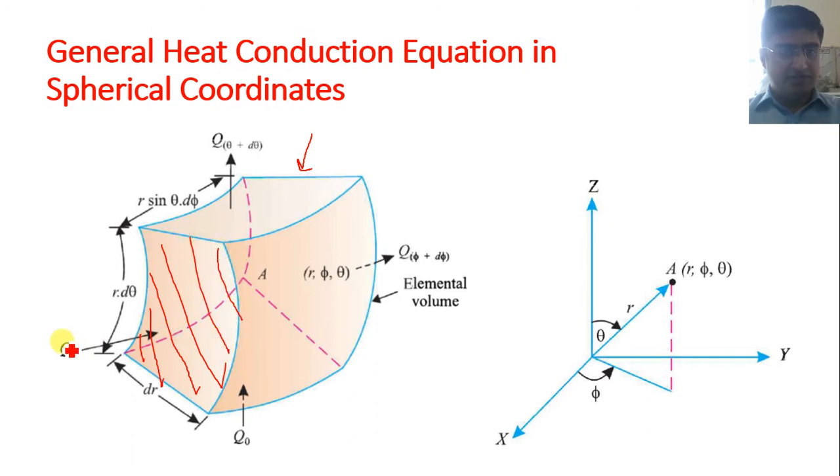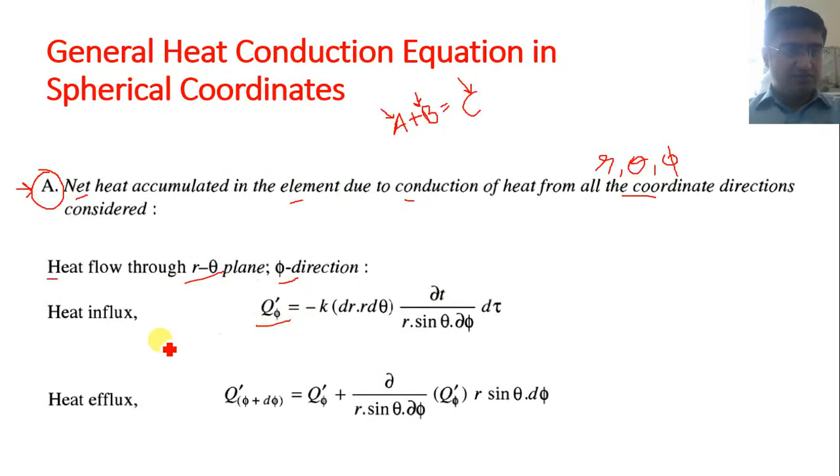Here q phi is the amount of heat which can be input in the phi direction, or you can also call it the surface PQRS. For your understanding, through the PQRS surface, some amount of heat is entering in the phi direction, which is known as q phi dash, meaning heat input or heat influx. According to Fourier's law of heat conduction, the rate of heat transfer is given as minus kA del T by del x.